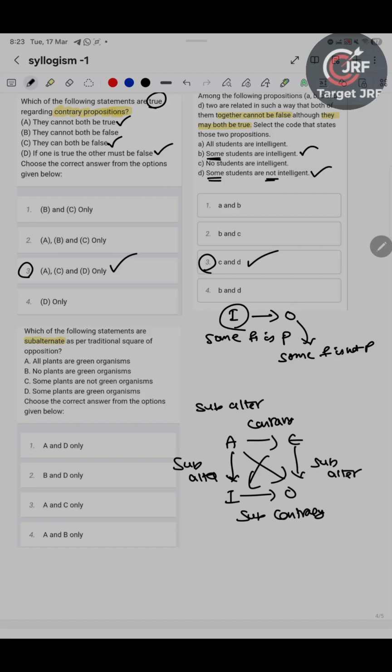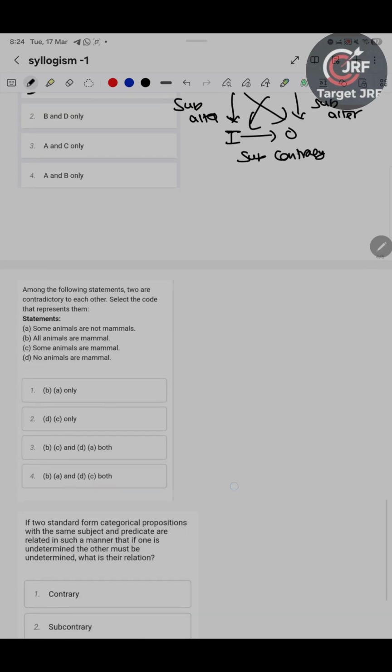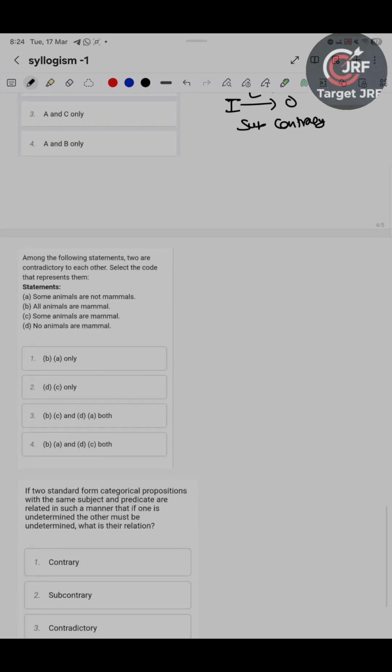A is all positive, so all plants are green is positive. This is correct. And I means some positive, so some is a positive statement. So AD option is there, so option 1 is the right answer. And you can see that BC is also a right answer, but the BC option is not there. So whatever option is there, that we are choosing. So AD. And the next one is: among the following statements, two are contradictory to each other.